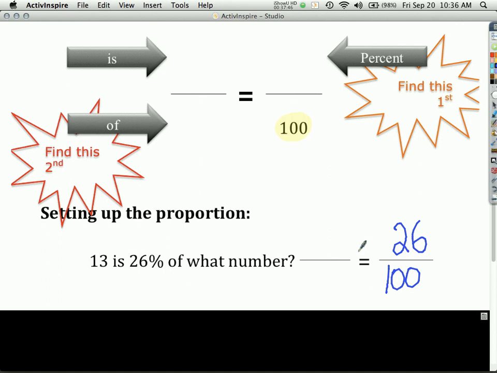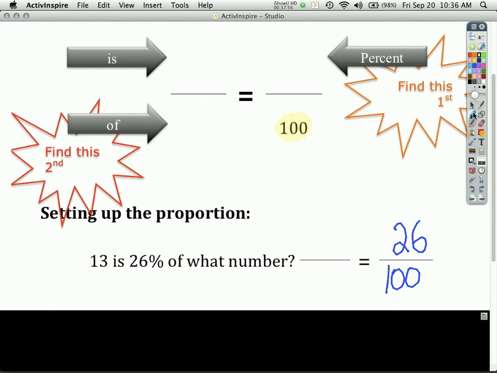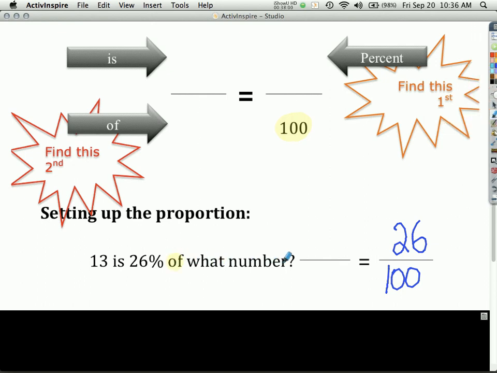Then the next thing you're going to do is the of. The of is whatever comes immediately after the word of. So you actually have to look in the question, find the word of, and then find what comes after it. So what is coming after it in this case? Alexandra? Okay, so what am I going to write right here? Very good. That was a great interpretation.